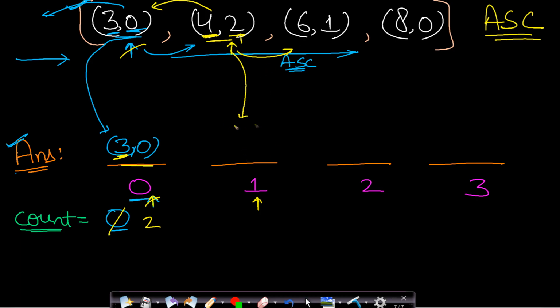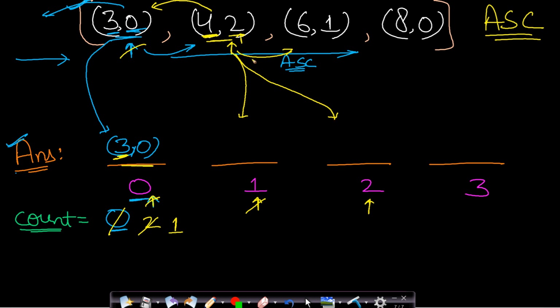So we will simply skip this, and while skipping this we will decrement the count value. This will now be equals to 1, saying that we have already skipped one position which will store a value greater than equals to 4. Okay. So now this position is also empty. So can we place this 4, 2 at this position?